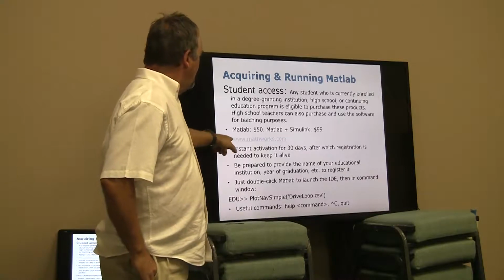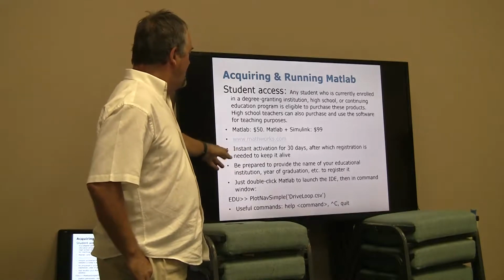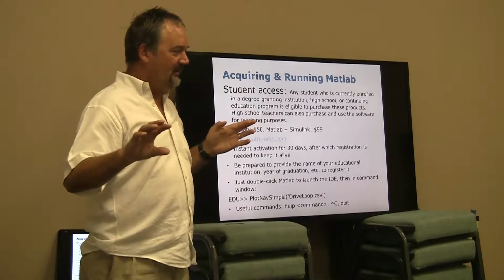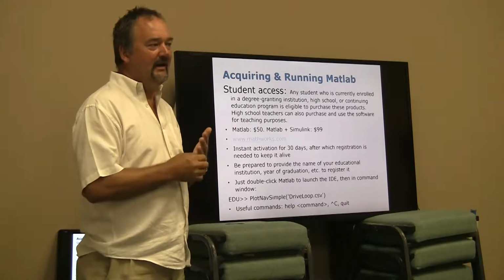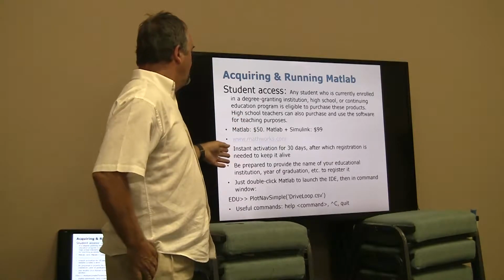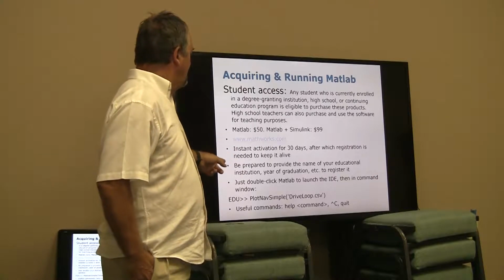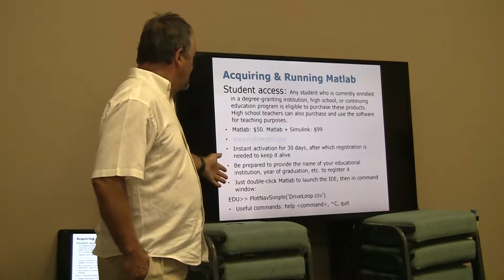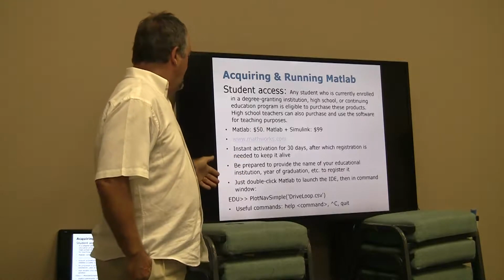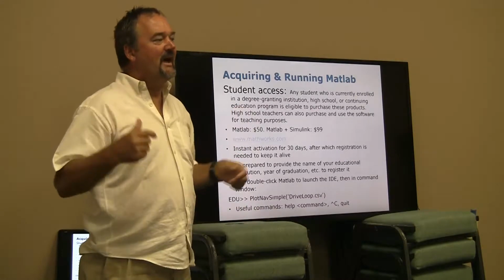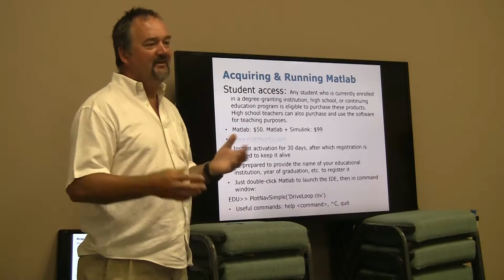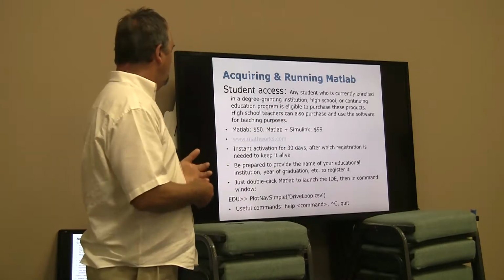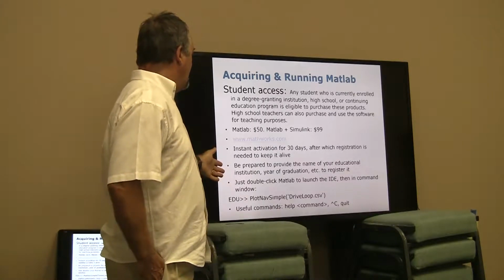Now the way it works, you go to mathworks.com. You can purchase it. You put it in your cart. You buy it, and it's instantly active for 30 days. You have to register it to keep it alive. When you register it, you'll need to provide the name of your educational institute, what year you're going to graduate, etc. And then after a while, they'll email you back and you provide the serial number that you got in email when you bought it, and they'll provide a key that makes it permanently active.